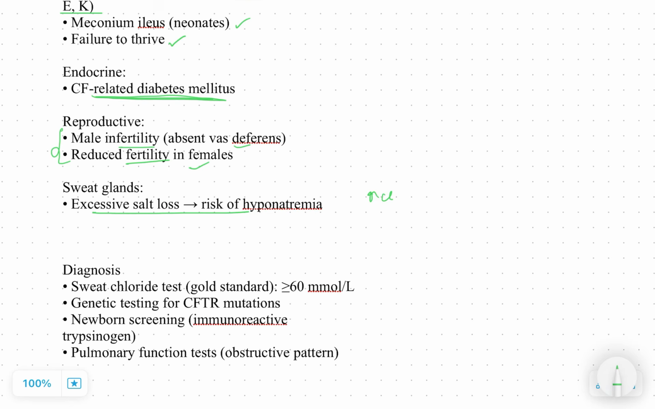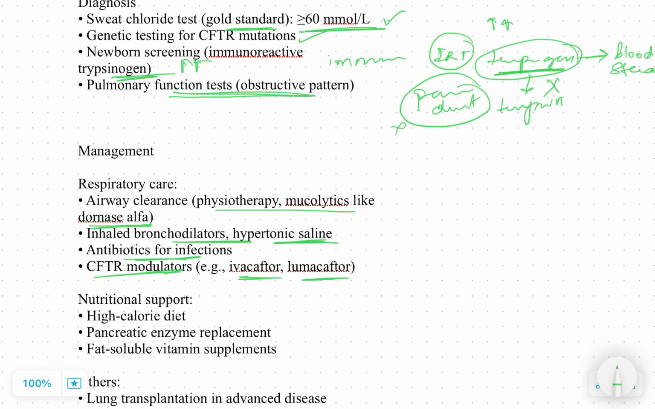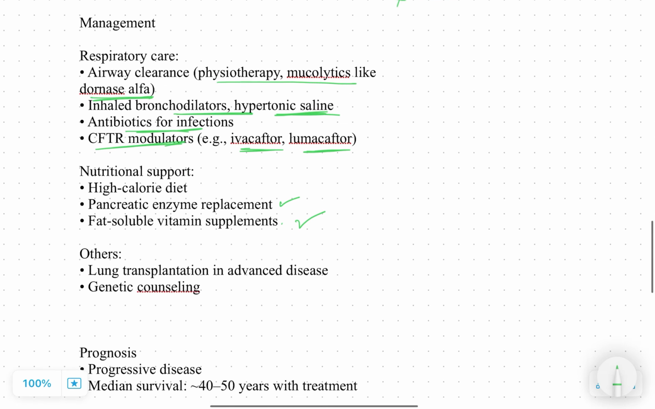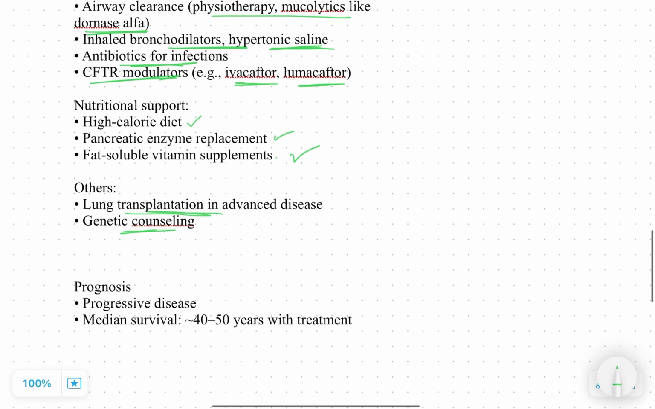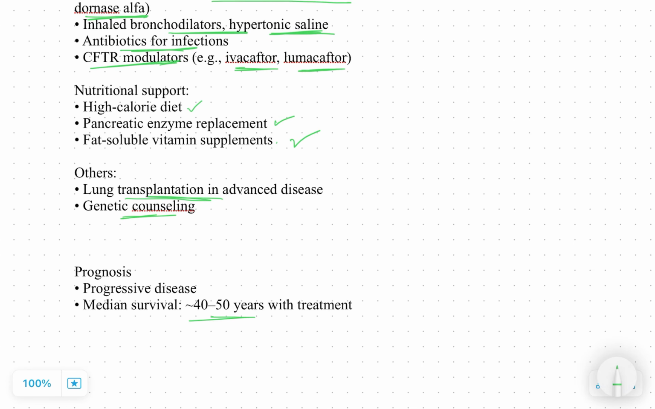Pulmonary function tests show an obstructive pattern because of blockage of the bronchioles by mucus. For treatment we can give physiotherapy, mucolytics like Dornase alpha, inhaled bronchodilators, hypertonic saline, antibiotics for infections, and ivacaftor and lumacaftor, which are CFTR modulators. We can give pancreatic enzyme supplementation, fat soluble vitamin supplements, and a high calorie diet. Lung transplantation is done in advanced cases, and genetic counseling should be done to prevent further disease. Survival is 40 to 50 years with treatment. It is a progressive disease.